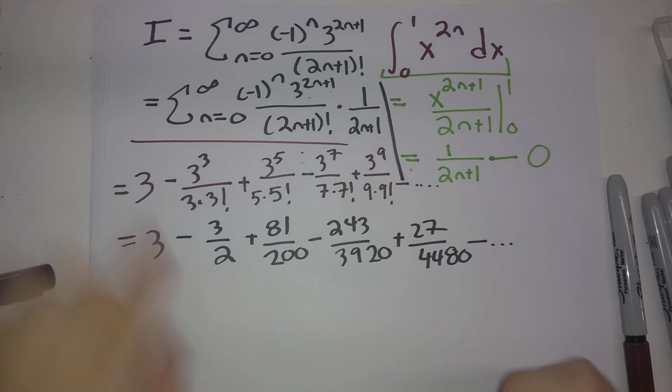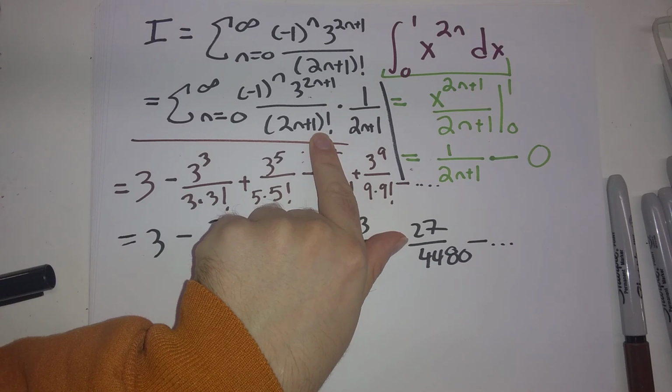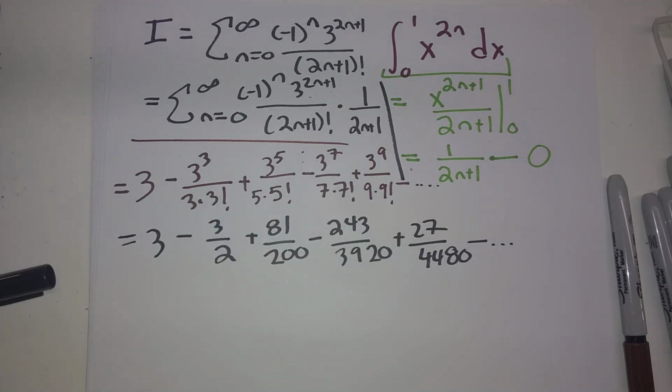Something we should realize here is that we have an alternating series, minus 1 to the n. And not only that, but by the alternating series test, we can quickly see that this is going to converge. The terms are decreasing in absolute value and going to 0. So the alternating series test is going to tell us that this converges.